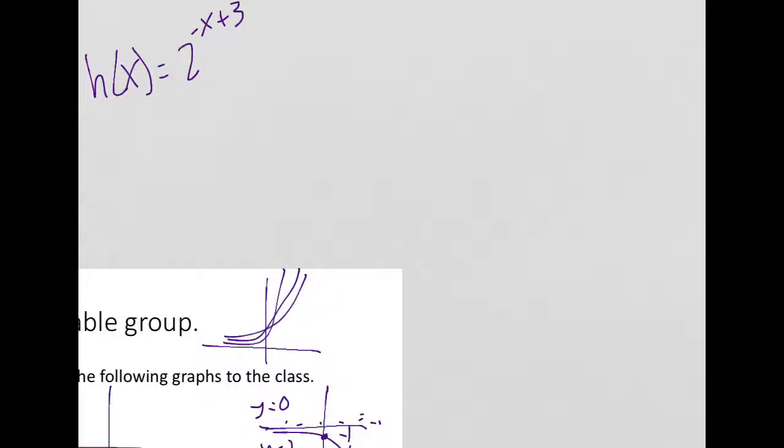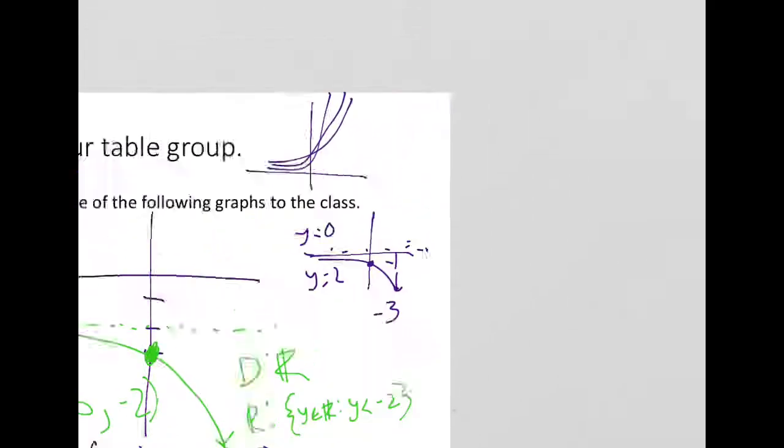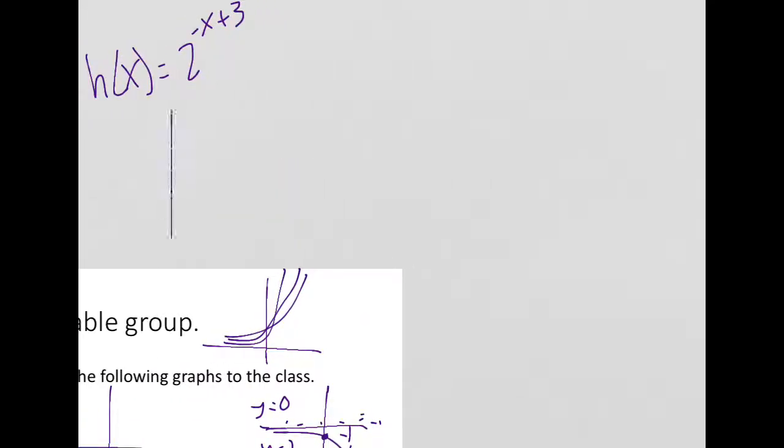So let's now look at h of x. h of x is 2 to the power of negative x plus 3. Did I write that down correctly? Yeah, 2 to the negative x plus 3. So we want to, again, sketch this graph. Acknowledge that the negative x is going to flip it horizontally. So we're going to be looking like that. And the plus 3 is going to shift it to the right 3.